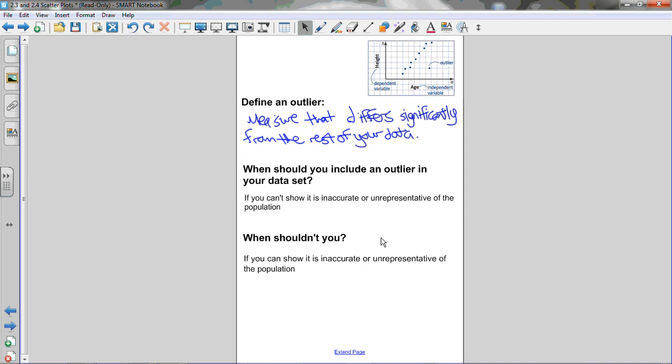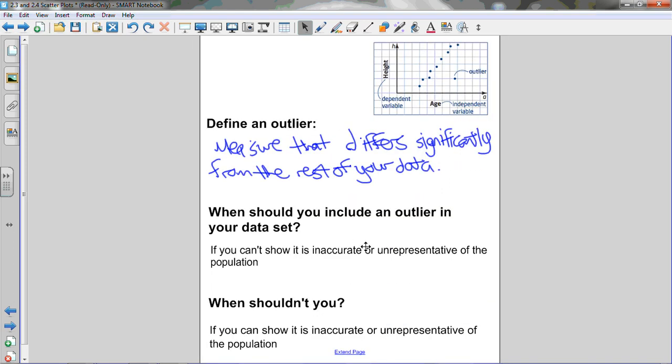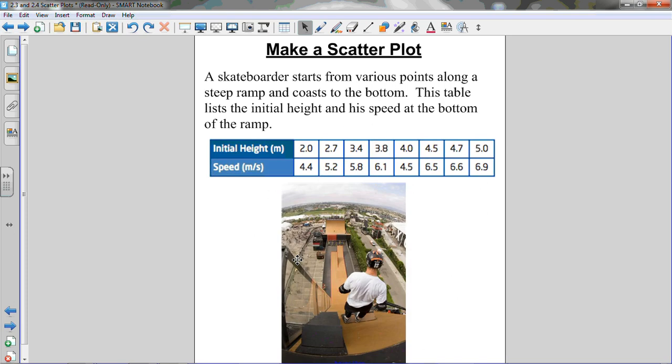So if you can't show that it doesn't represent your population or that you measured it inaccurately, then you must include that outlier in your data set, even though it doesn't follow the trend of everything else. But if you can show that you made a measurement error, or for some reason it doesn't represent the data of the population, then you don't have to include that outlier in your data set. Okay, now let's actually make a scatter plot.